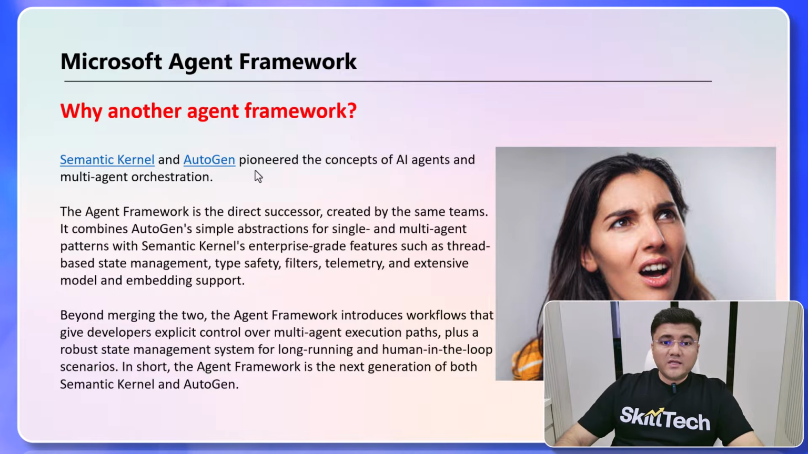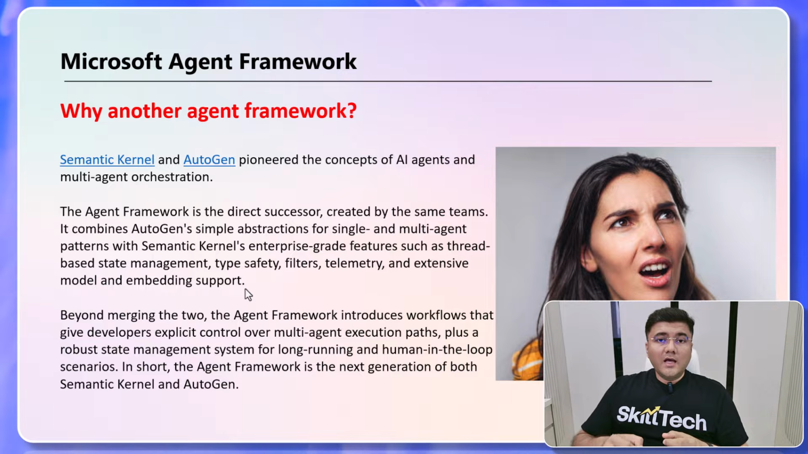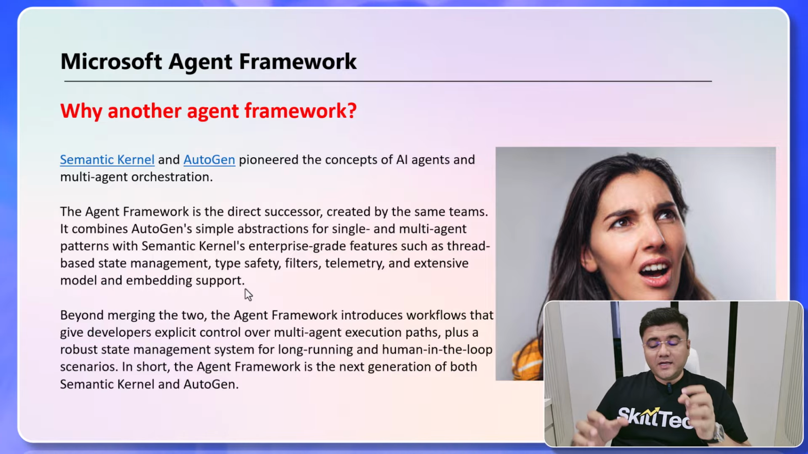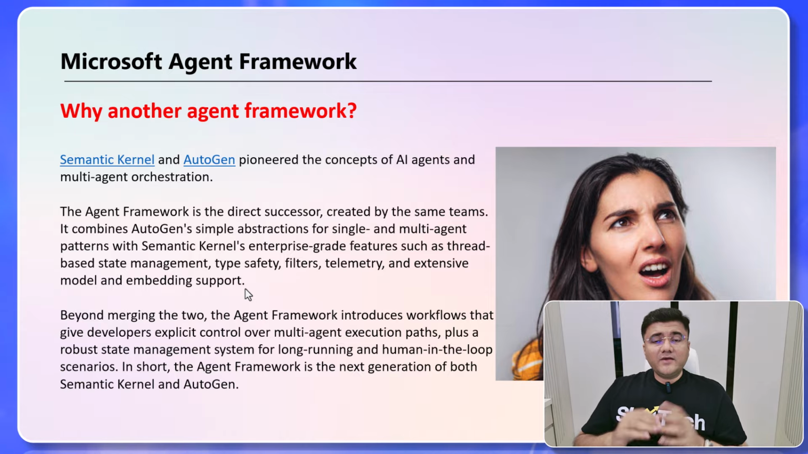So Microsoft Agent Framework is, as it is mentioned here, a direct successor created by the same team, and it combines AutoGen's simple abstraction of single and multi-agent patterns with Semantic Kernel's enterprise-grade features such as thread-based state management, type safety, filters, telemetry, and extensive model and embedding support. Now, these are the advantages of AutoGen and Semantic Kernel, and now they have taken the best of both worlds. They have taken all the advantages of Semantic Kernel and AutoGen and combined them into one. Not only that, they have added a few more additional features on top of it, which is basically perfect for the recent development of agentic AI.